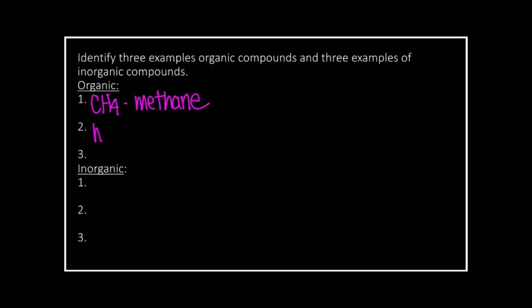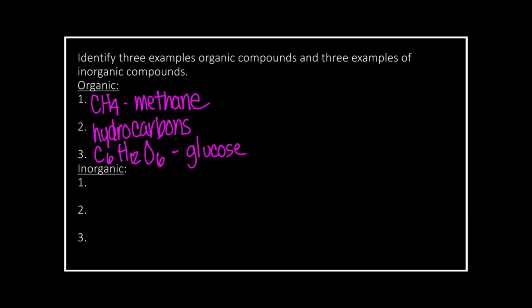Hydrocarbons, I'm just going to write hydrocarbons. That was my other example, because there's lots of different kinds. And then glucose was my other one, which is what? C6H12O6. And that's glucose. Okay.